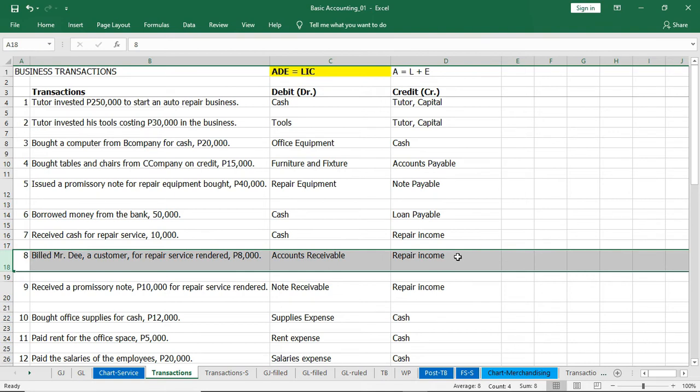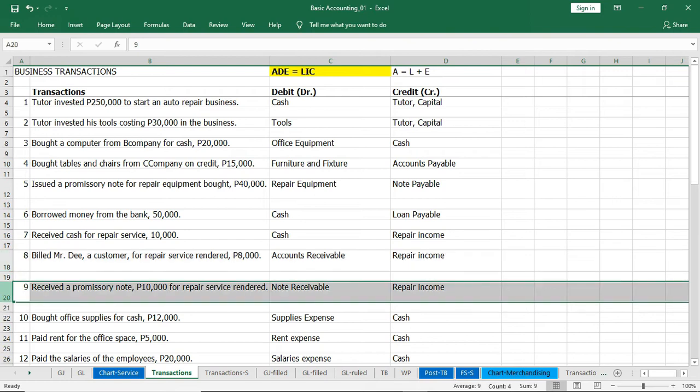Again, kapag nag-render na ng service yung isang company or naibenta na nila or naibigay na nila yung product na binili ng customer, regardless na hindi pa sila napabayaran, i-recognize na siya agad as income ng business. Okay? So, have to record income, credit to income.